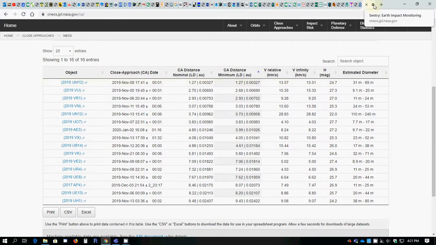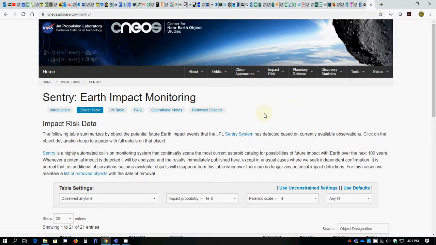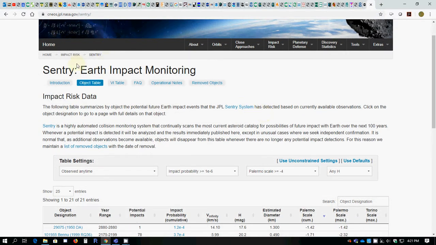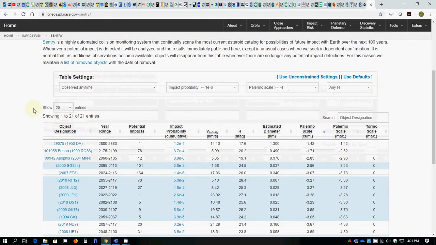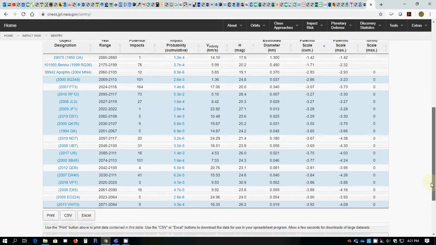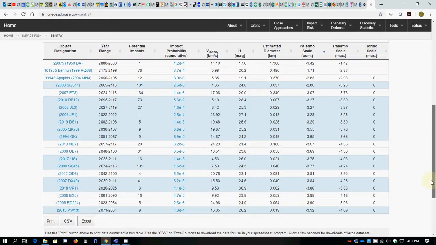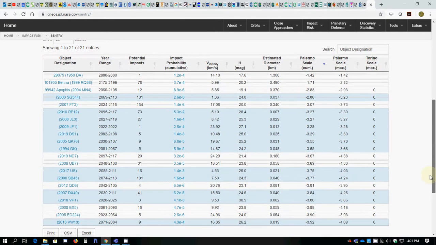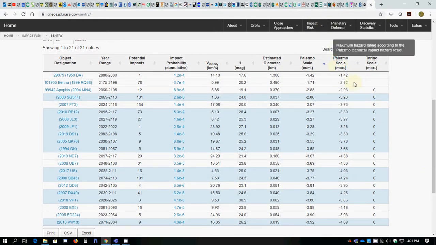The other table, the other data set that's available, is a risk table, the Sentry table, which reports the impact risk. And the impact risk is often, for public consumption, measured on the Torino scale. But for most of the time it's easy to understand. It's a very simple scale. Most of the time, everything's zero, so it's very boring. A more scientific scale with a little more detail is something called the Palermo scale.